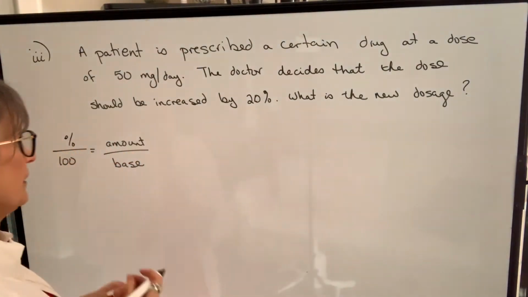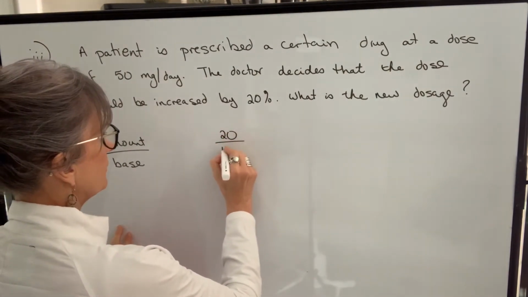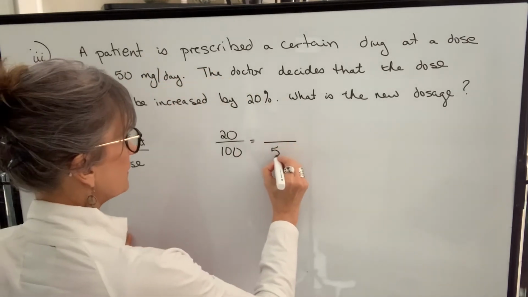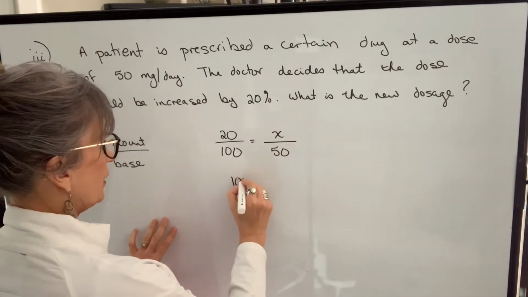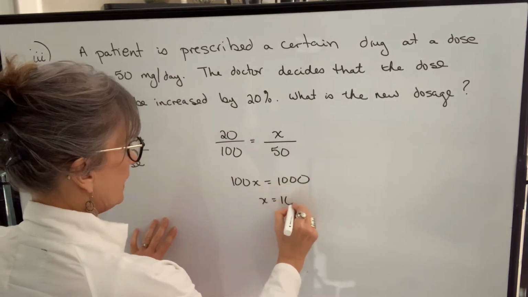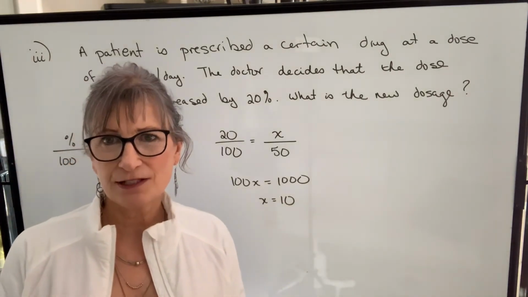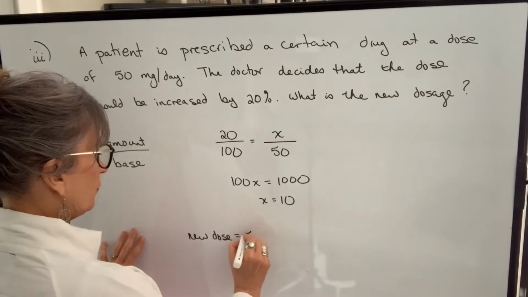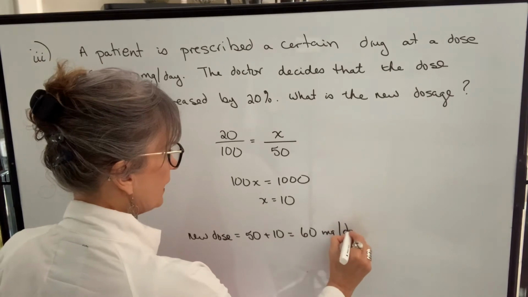We could find 20% of this dosage and then add it. So if we did it that way, and we set into our equation, percent is 20, so that goes over 100. We're finding 20% of 50, so 50 is our base, and we want to know the amount. So that's our x. We cross multiply, 100 times x will equal 1,000. Divide both sides by 100, x is equal to 10. That's not the new dose, that's how much the dose needs to increase by. So the new dose will equal 50 plus 10, which would be 60 milligrams per day.